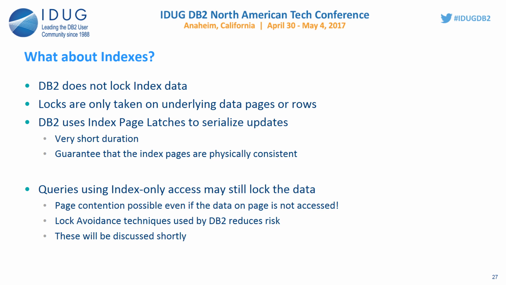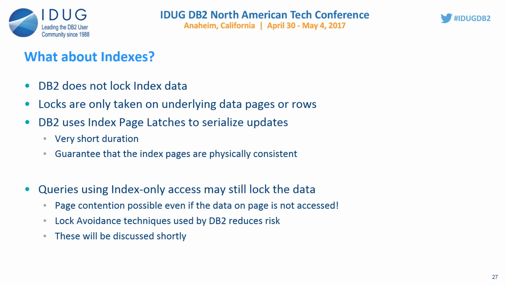Now, one thing to be aware of is that if you see index-only access in your application, so you do a bind with an explain and you look at the plan table and it's using index-only access, DB2 still takes locks on the underlying pages, because DB2 guarantees integrity at the page or the row level, at the underlying object level. So you see index-only access and you get a lock timeout on a row or a page, and you think, well, how did I do that? Because I was using index-only access. Well, that's why.